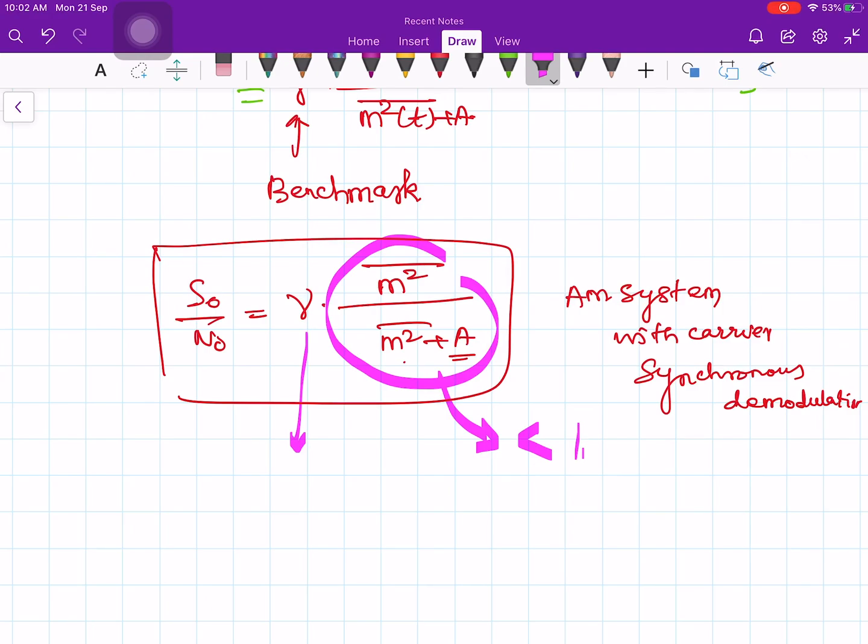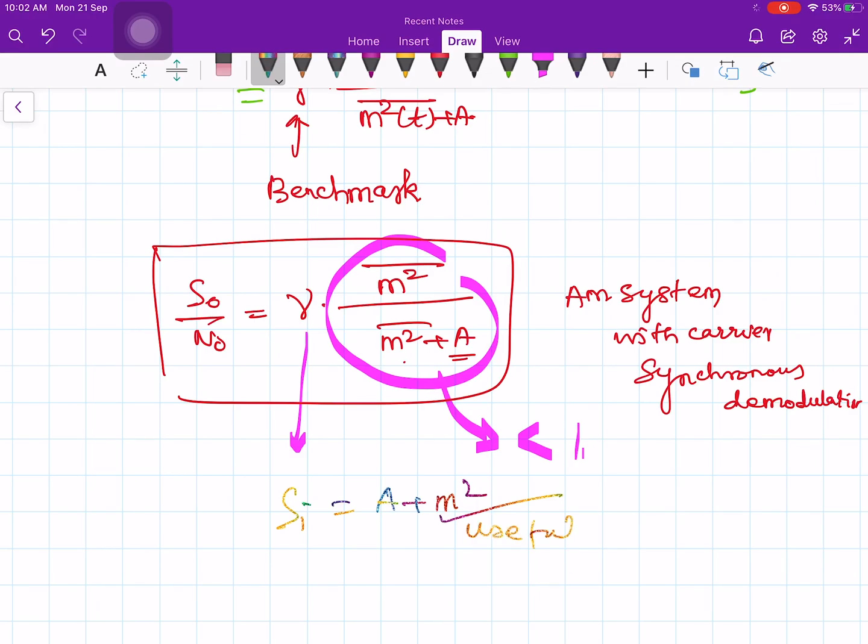And that is expected. Why? Because you are transmitting an AM signal with carrier, and not the entire input power is useful in terms of message. Because what is my input power? SI is equal to A plus m square. This m square is my useful power.